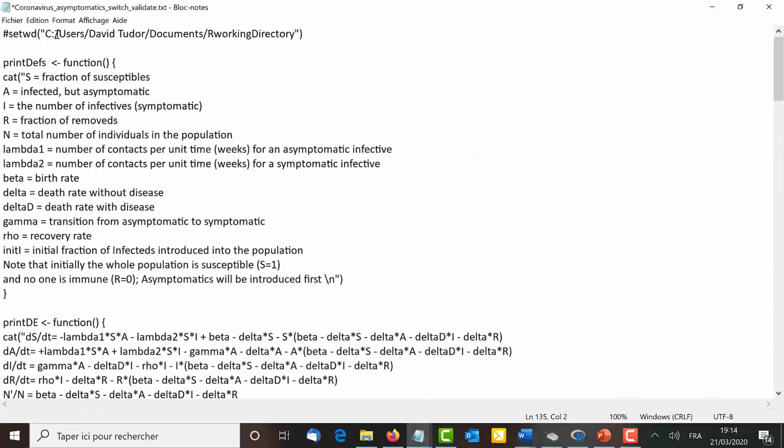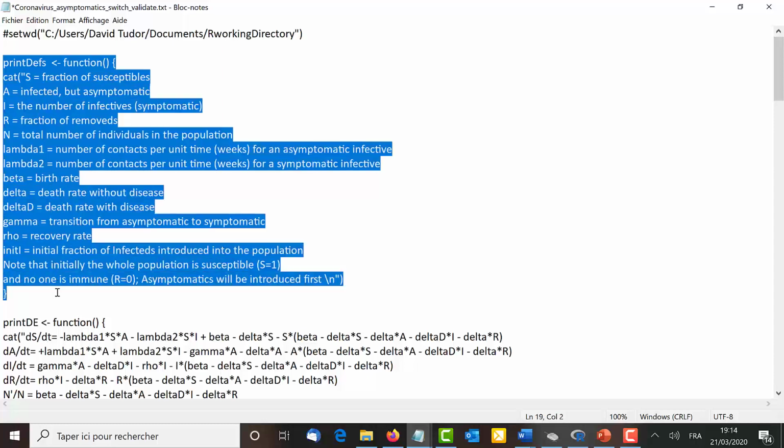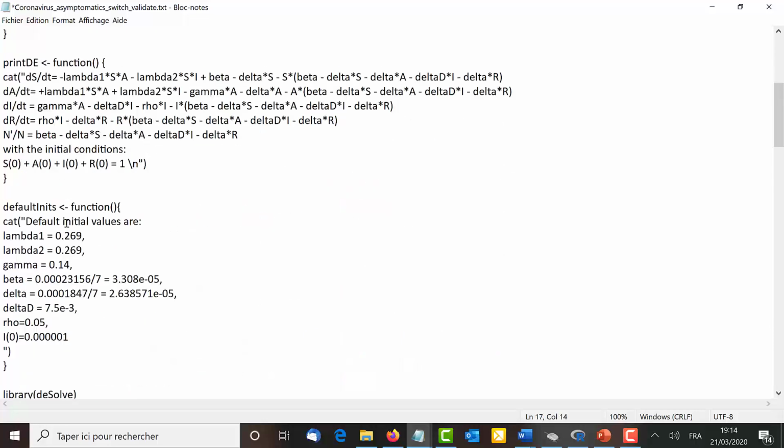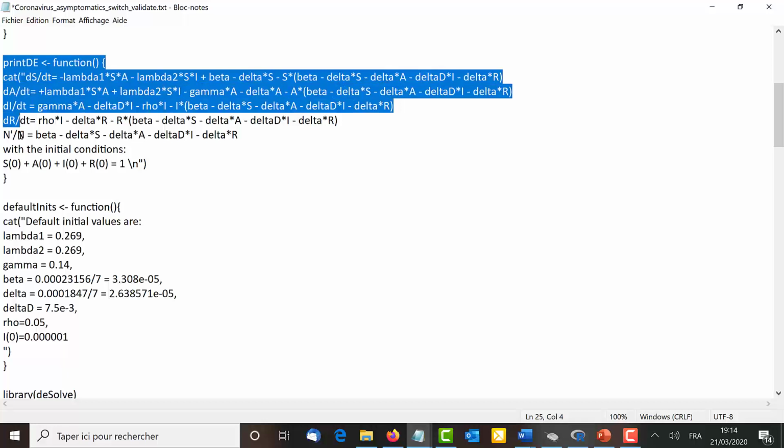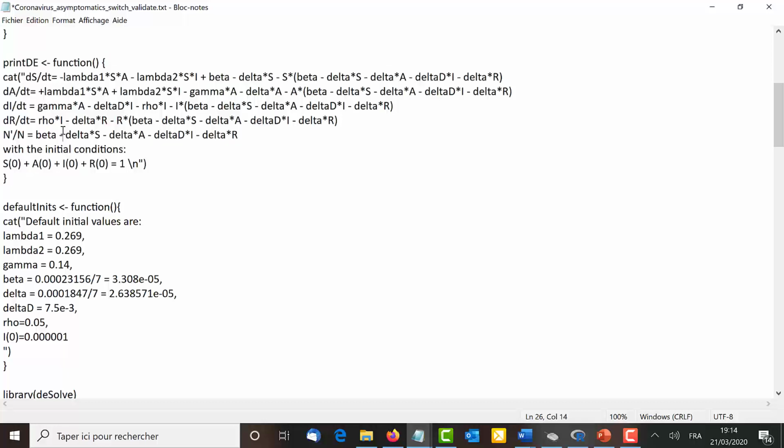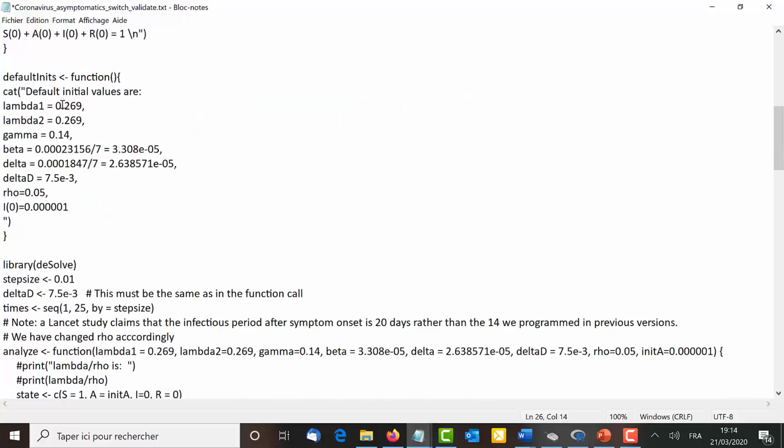These are the usual functions that we can use to recall the definitions of things and the system of equations that we're dealing with. If you type print DE with empty parentheses after that in R, once this is run, you'll be able to see the equations as we've programmed them. These are the parameters that we're using. So here's how I selected these parameters.